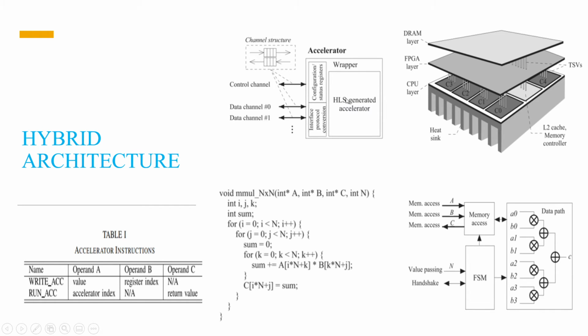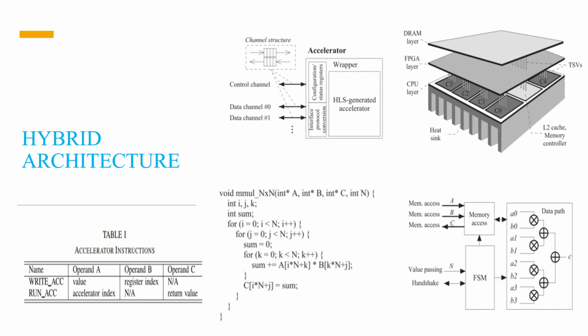generated accelerator structure. Inputs A, B, and C are pointers and mapped to three memory access interfaces. Input argument N is mapped directly to a value passing signal. In the generated accelerator, the datapath contains four multipliers to multiply four pairs of inputs and three adders to sum up the products. And table 1 shows the instructions used to directly call an accelerator, which also allows a fast switch between the CPU and accelerator.